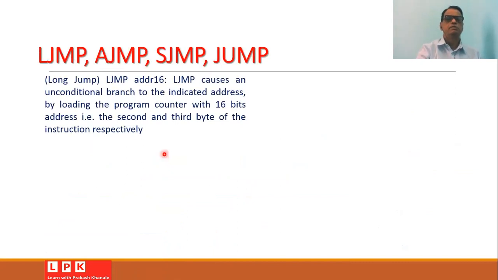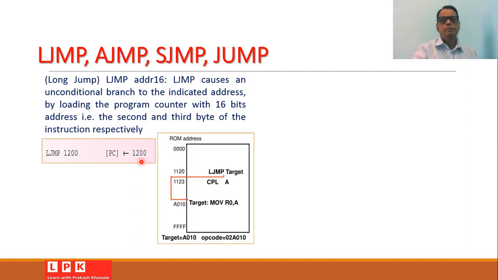The first jump instruction is called a long jump. It is written as LJMP followed by a 16-bit address. So LJMP will cause an unconditional branch to the indicated address by loading the program counter with the 16-bit address. The second and third bytes of the instruction are the address. So for example, whenever we write LJMP 1200, then 1200 will be transferred to the program counter. And we know that the program counter holds the address of the next instruction to be executed, and therefore the jump will take place.